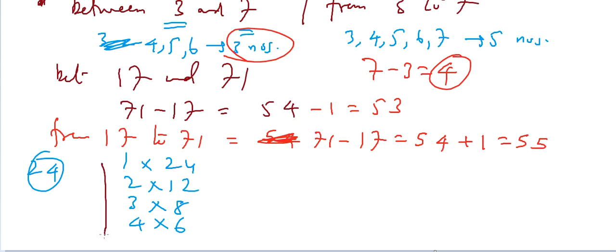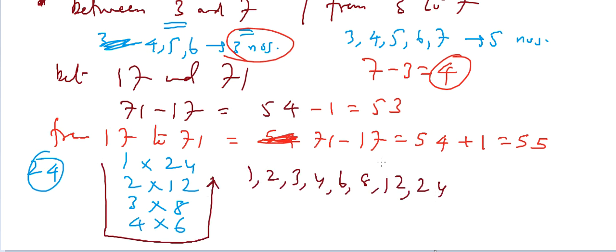So then we wrote like this. We write all the factors here. Factors of 24 are 1, 2, 3, 4, 6, 8, 12, 24. Correct.